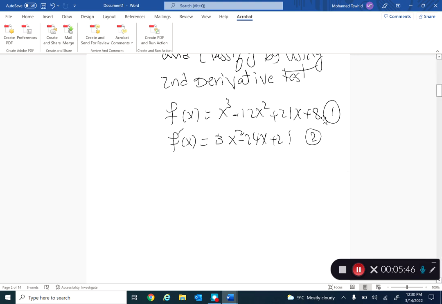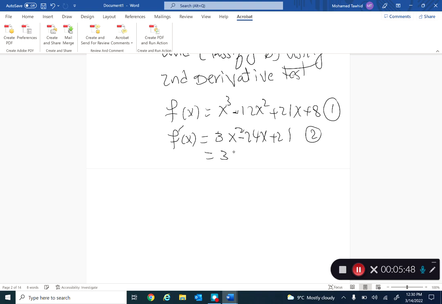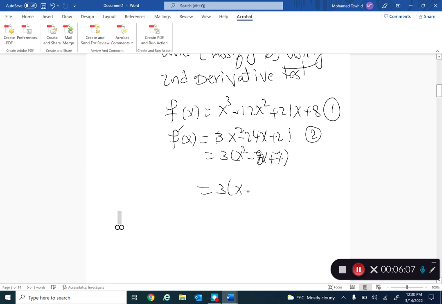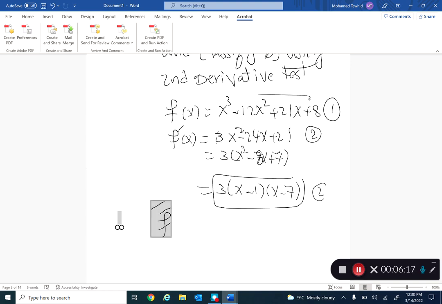Then what do we have for equation number 3? I could simplify equation 2. If I take 3 out, you have x squared minus 8x plus 7. I could factor this as x minus 1 and x minus 7. That is still equation 2. After I simplify, now I give you the second derivative of x.